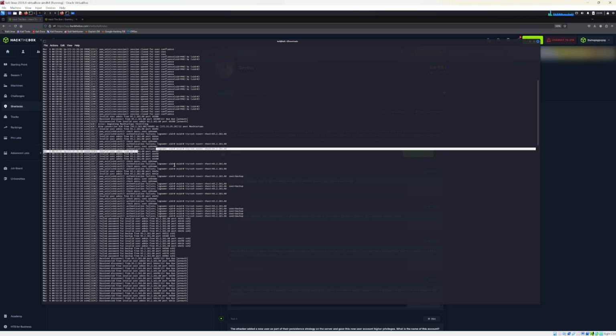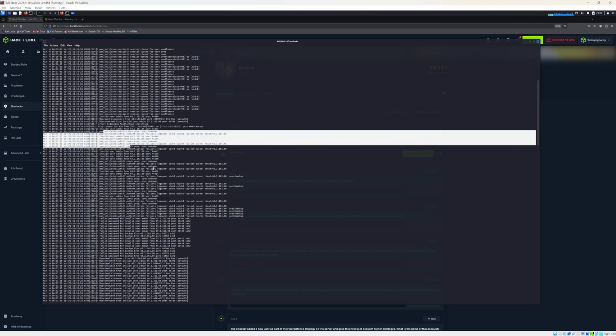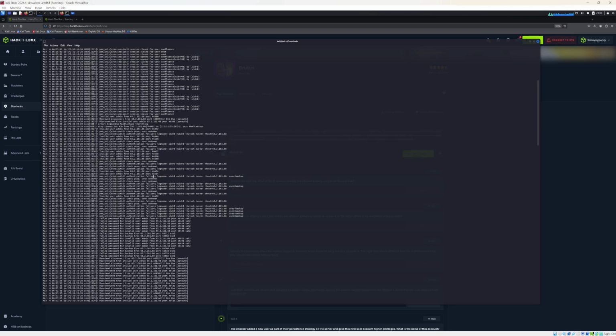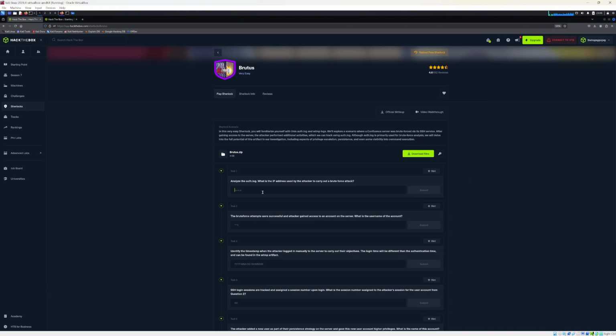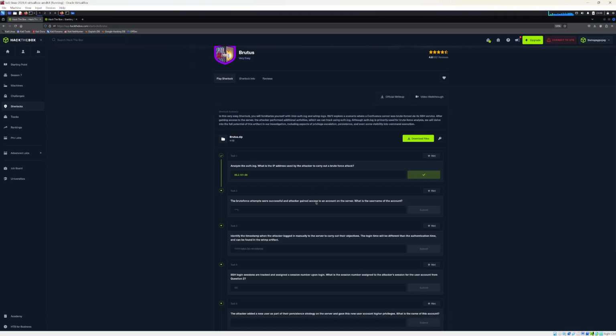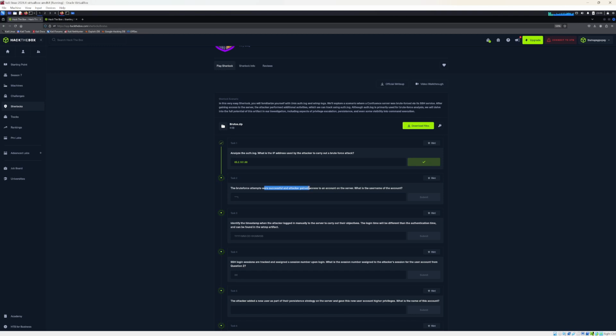So this user right now is doing a lot of authentication checks and failing a lot of times. So we are going to certainly say that that is some sort of brute force attack, and we're going to submit it and see if that's correct. Okay, awesome. That was correct. The brute force attempts were successful and the attacker gained access to an account on the server. What is the username of the account?